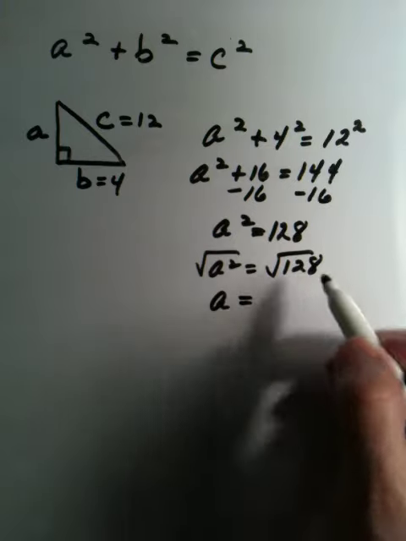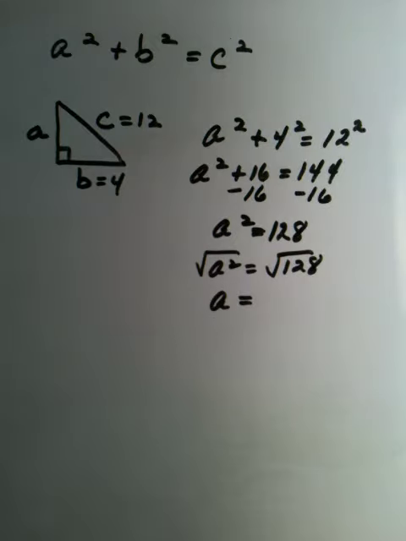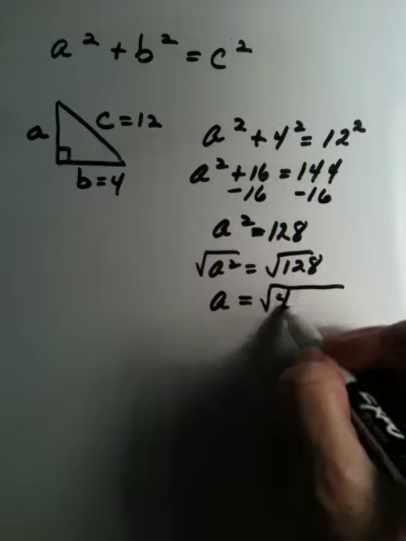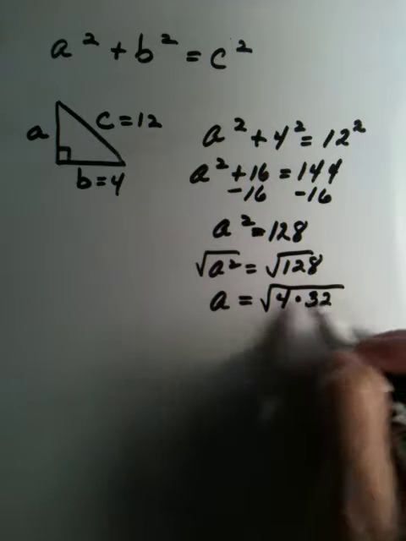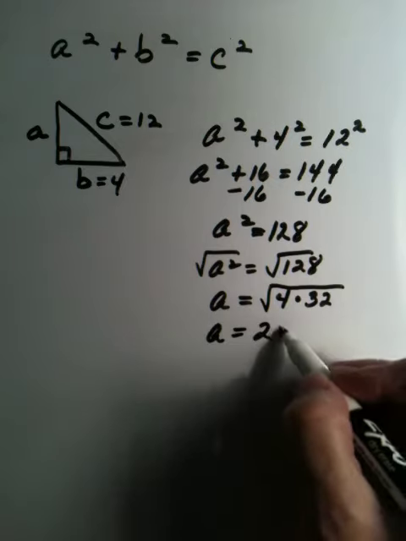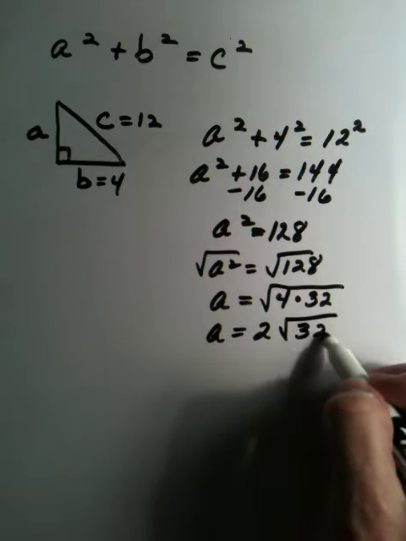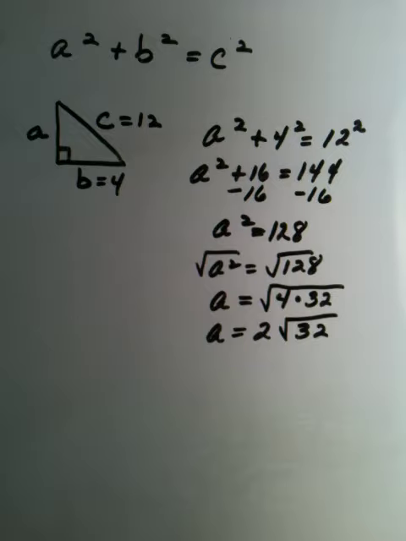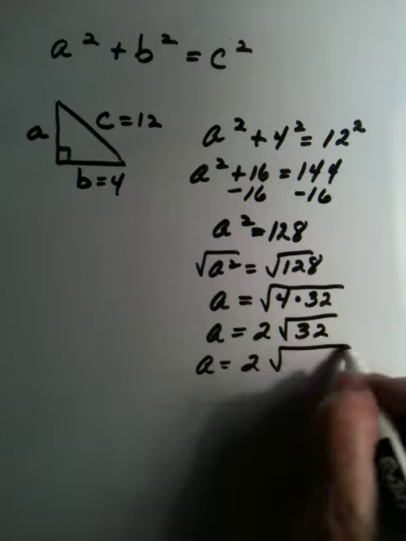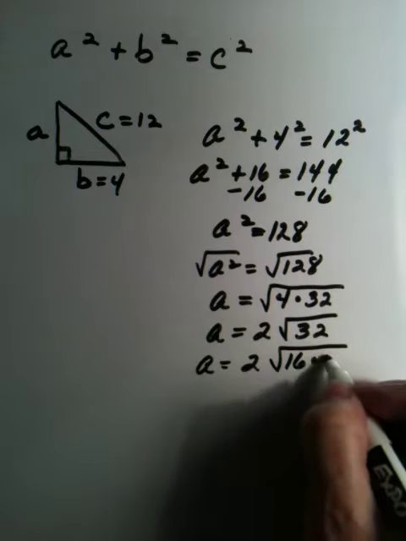The square root of 128 is not a perfect square, but I believe I can divide it by 4 and simplify a little bit, so I would have 4 times 32. The square root of 4 is 2, and inside we would have 32. I know that 32 is 16 times 2, so I can simplify again. Change 32 to 16 times 2.